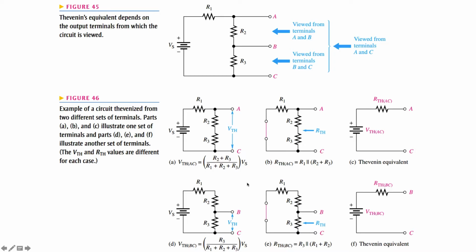If we view the equivalent circuit between points B and C, we then get a different expression for the equivalent Thevenin voltage and resistance. In this case, the voltage divider equation is applied across R3 only. Thus, the Thevenin voltage is equal to R3 over the sum of the resistances times Vs. To get the Thevenin resistance, we see that R1 and R2 are in series and they are both in parallel with R3. So you get a different expression for the Thevenin resistance.